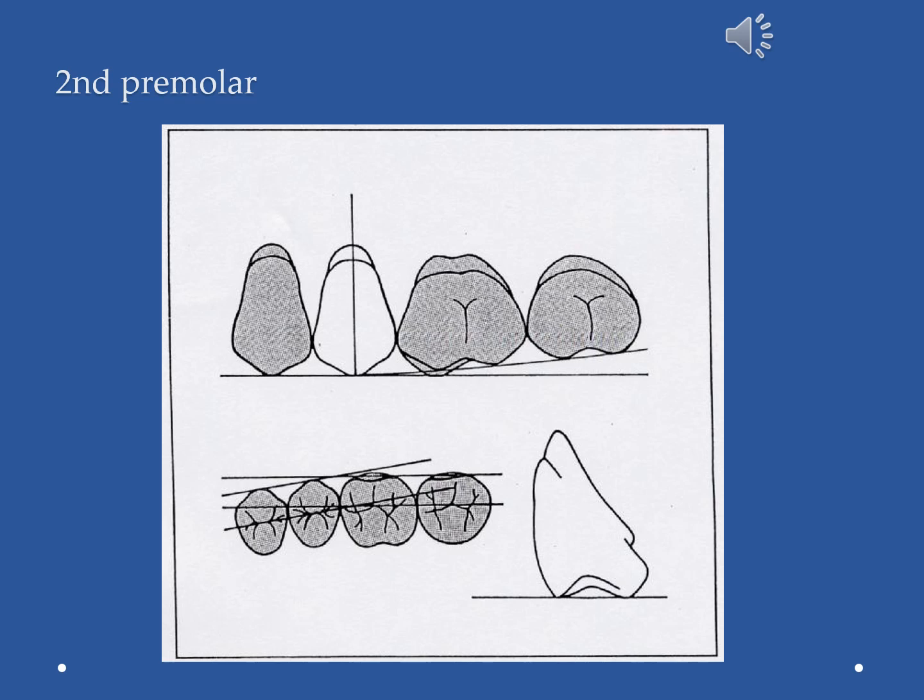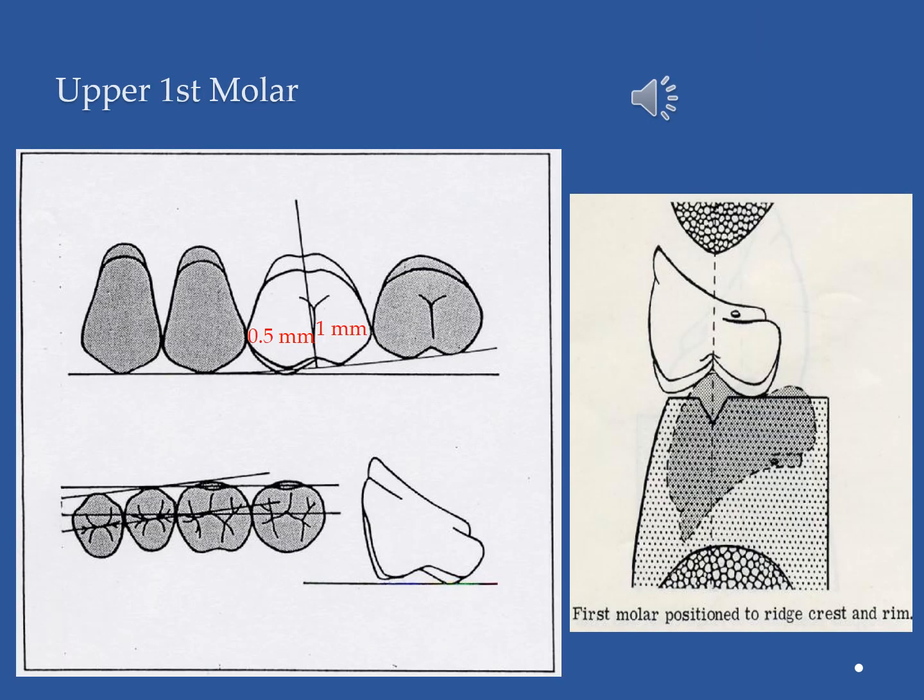Upper second premolar, the long axis of the tooth is also perpendicular to the occlusal table. From the side view, both cusps are in touch with the occlusal table of the articulator. For the upper first molar, the neck of the tooth is more mesially inclined. Regarding the cusps, none of the cusps is in contact with the occlusal table except the mesopalatal cusp.